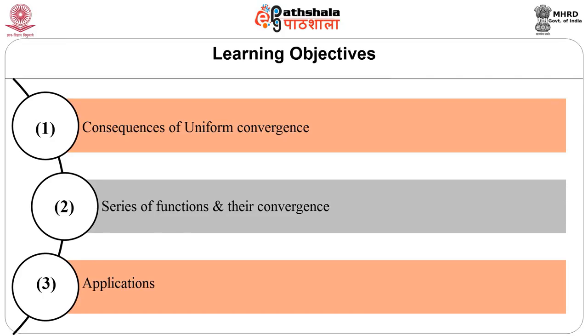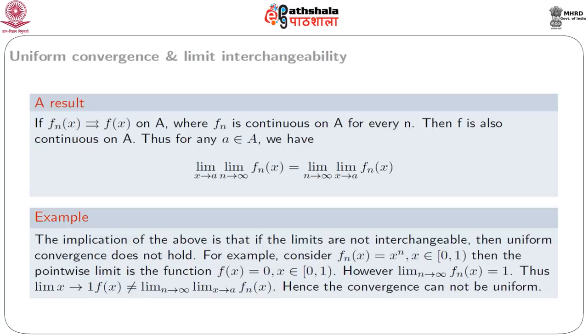In our last module, we have discussed pointwise convergence and methods of checking pointwise convergence, and also discussed uniform convergence together with some examples. In this module, we start with some consequences of uniform convergence. Uniform convergence enables us to interchange some mathematical operations, where the operations involve limits, differentiation and integration. So, first of all, we discuss uniform convergence and limit interchangeability.